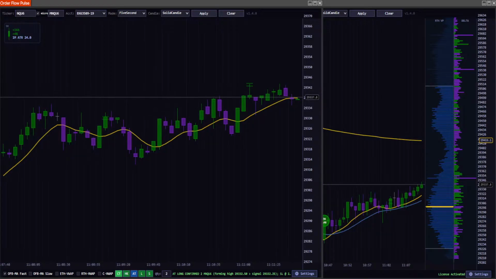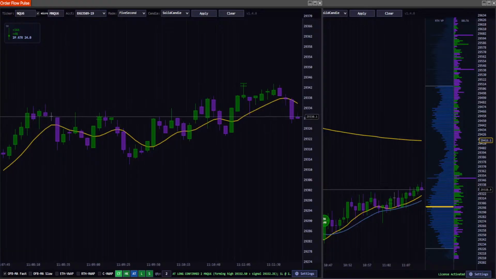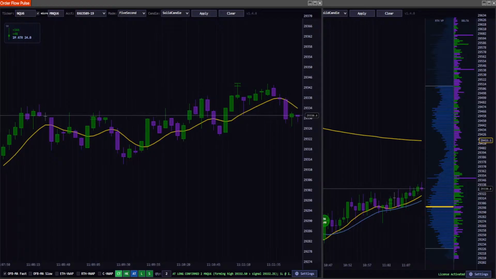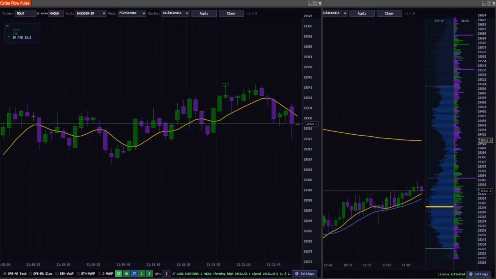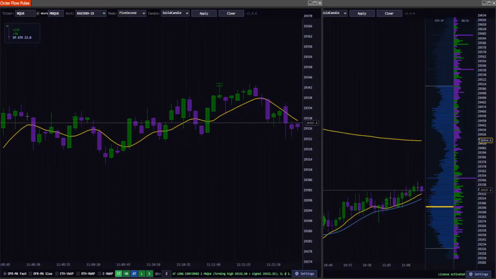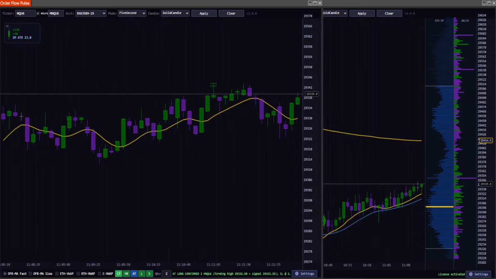Made most of my money selling today. Most of the money was made going short today. Going short today was most of the money.